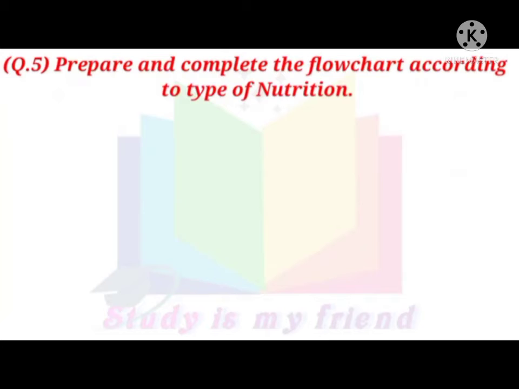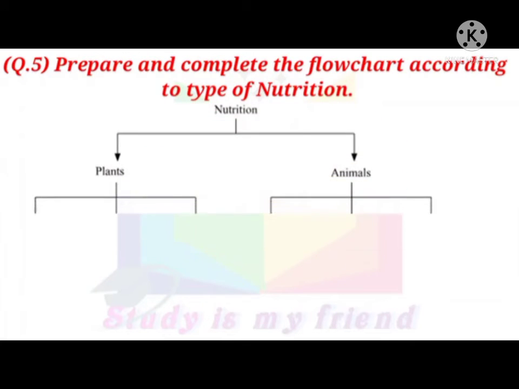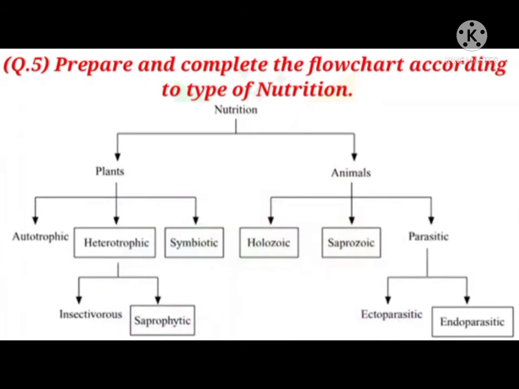Question 5. Prepare and complete the flow chart according to type of nutrition. Answer: Nutrition. Plants: autotrophic, heterotrophic, symbiotic. From heterotrophic: insectivorous, saprophytic. Animals: holozoic, saprozoic, parasitic, ectoparasitic, endoparasitic.